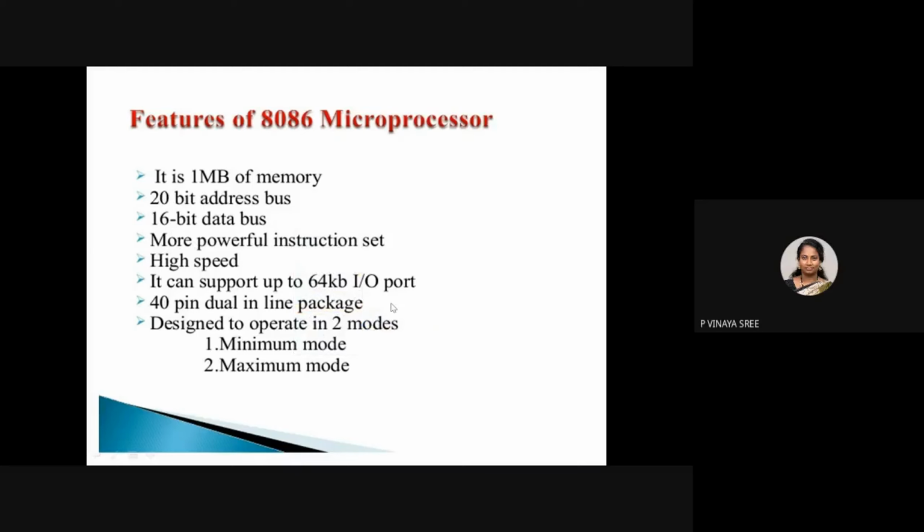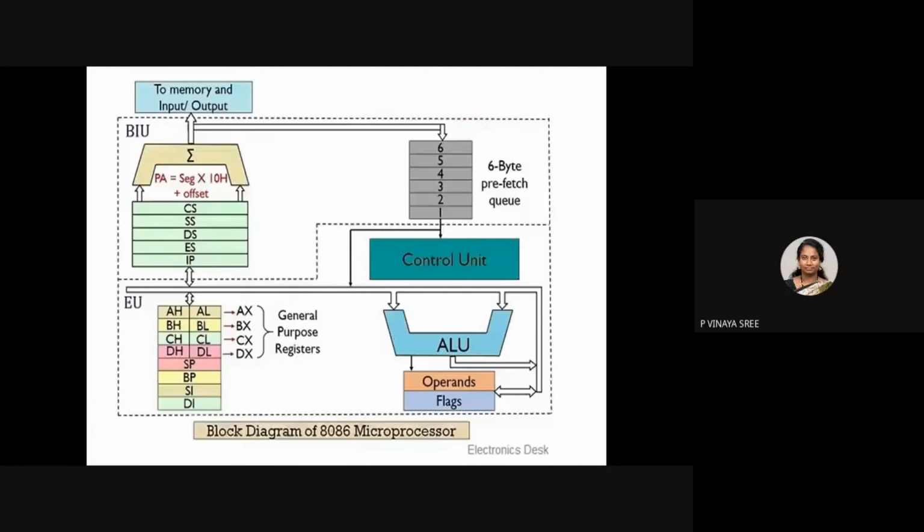So we have a 40-pin dual in-line package, which is the pin diagram, where we have 40 pins, and it can be operated in two modes, minimum and maximum mode. And we discussed the architecture in the block diagram.